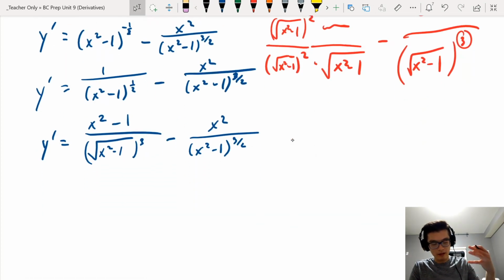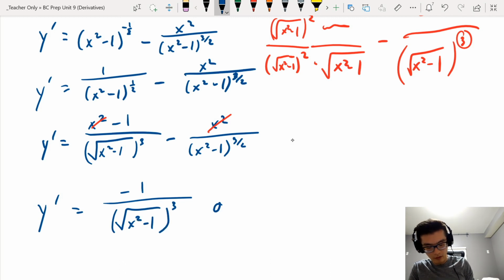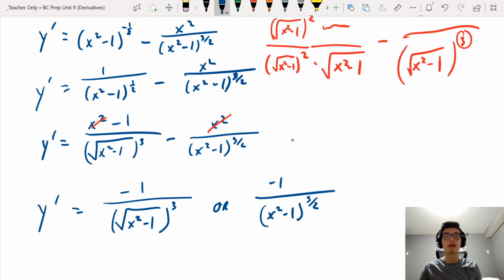The bottom denominators are the same. Numerators, I can cancel out the x squared, which finally leaves us with a nice-ish negative 1 over square root of x squared minus 1 quantity cubed. Or, if you prefer to keep it as exponents, negative 1 over x squared minus 1 to the 3 halves. Either answer is sufficient for you. It's ironic that I said I was going to keep everything as exponents, but oddly enough, I do like seeing radicals sometimes. Odd. It is what it is.